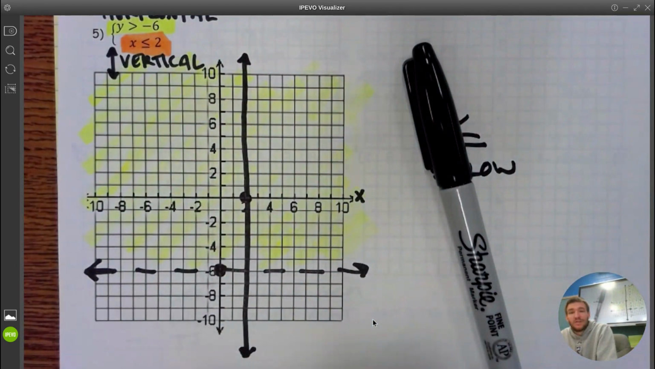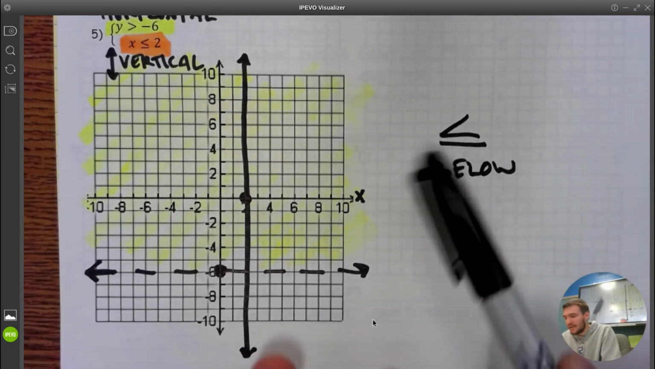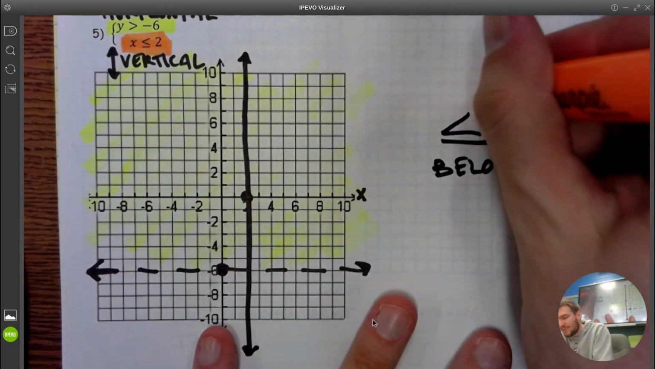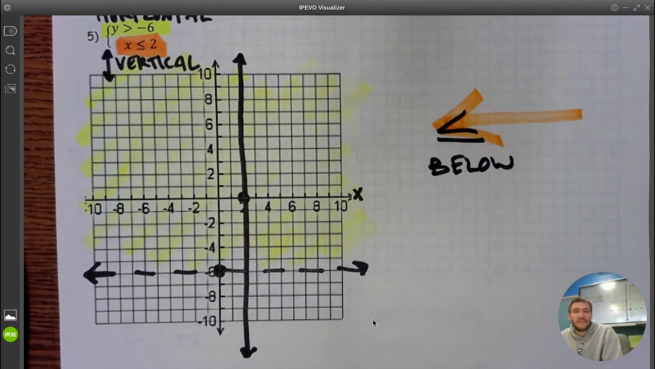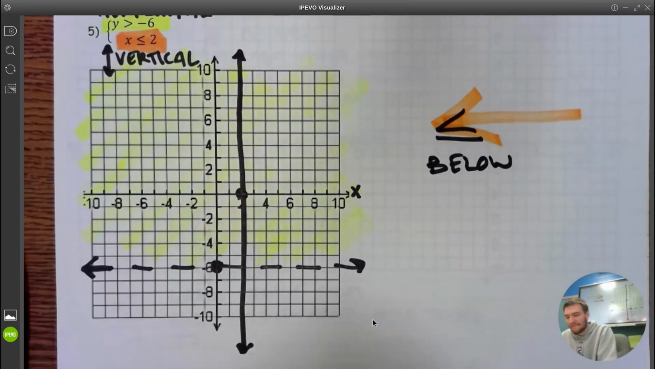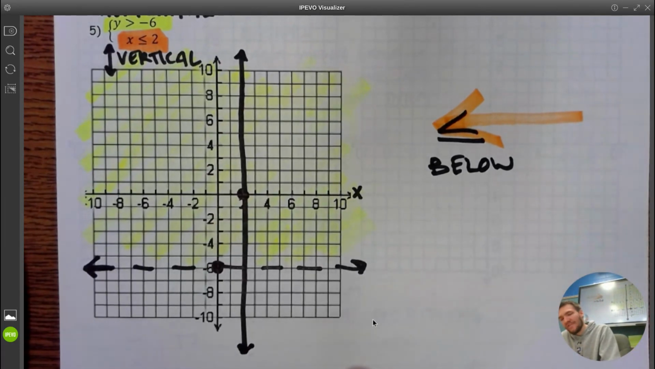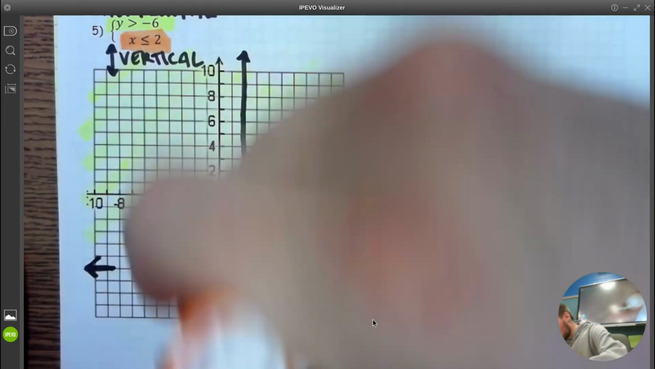So what we're going to do is think about this symbol right here, and we're going to turn it into an arrow. And it's going to tell us which direction to color. Now, you have to be careful because this only works for an X graph. But since we have an X graph, we're going to shade on the left side. So we're going to shade over here on this side.